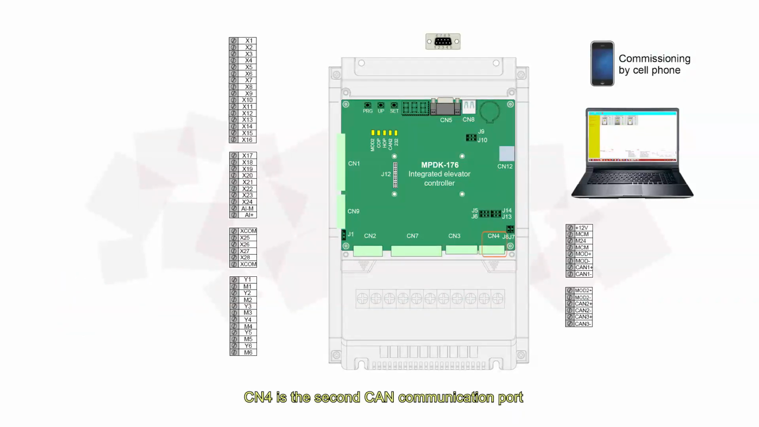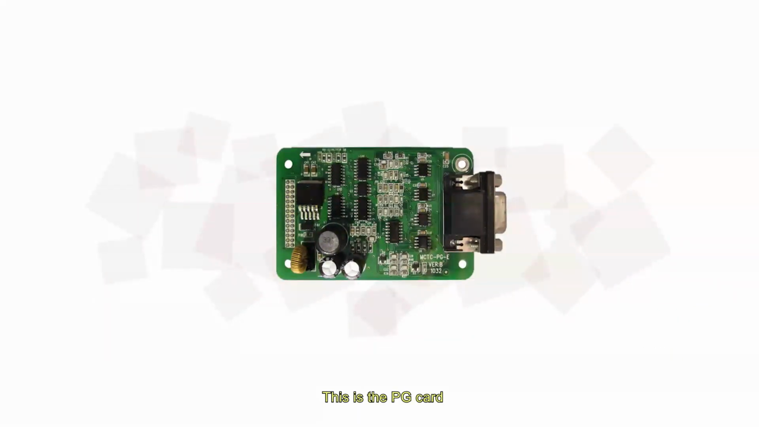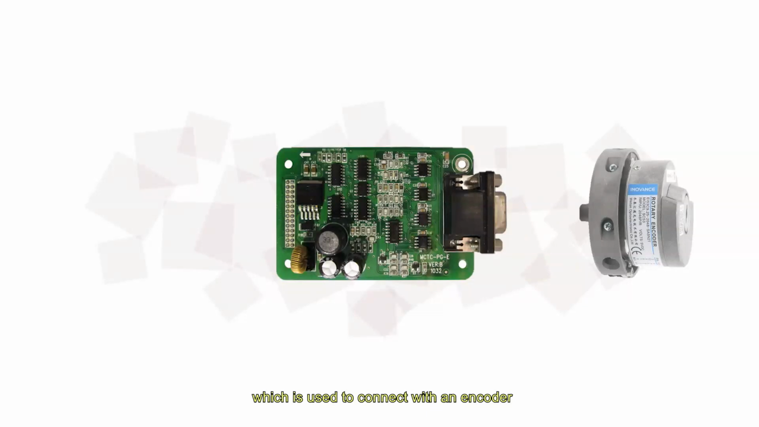CN4 is the second CAN communication port, mainly used for group control and duplex elevator. The CN4 also has a newly added MOD communication port, RS485 differential signal, which can be used for IoT and remote monitoring.